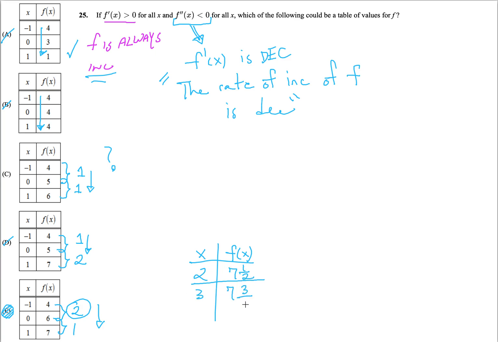And the rate of increase of f is decreasing in this whole thing if I keep going here. The rate of increase is staying constant in this one, and the rate of increase was increasing in this one. Okay, go through these and make sure you understand that, again, you want to think of the second derivative as the rate of change of f, right? It's saying something about the rate of change of f.